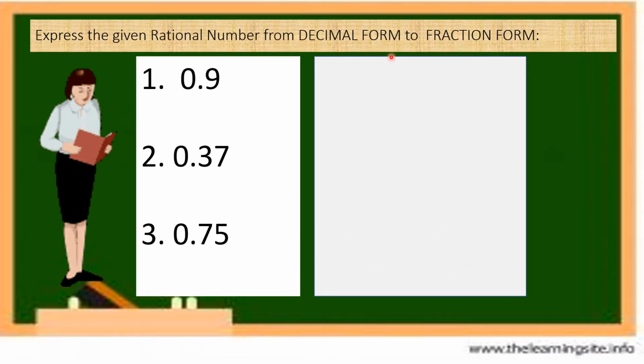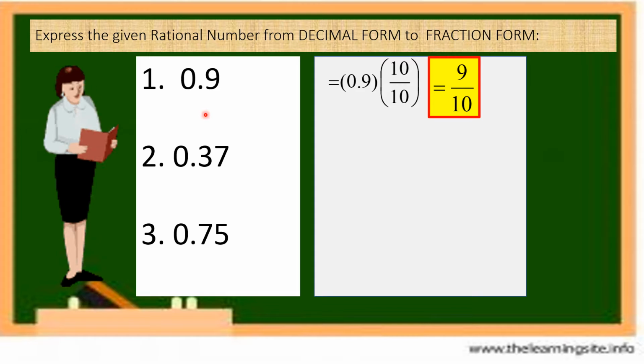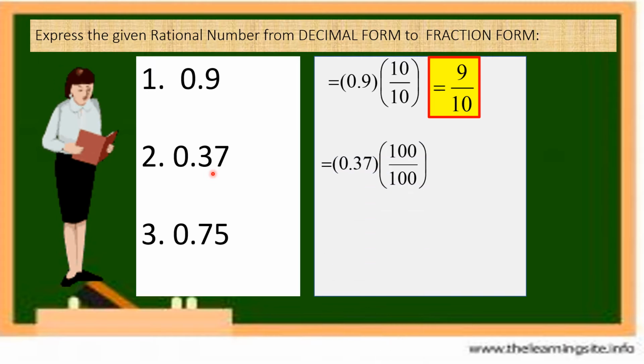Express the following decimals as fractions. We have 0 and 9 tenths. Since the given is a tenths digit, we need to multiply it by 10 over 10. So the final answer will be 9 over 10. We are on the next number, 0 and 37 hundredths. Since the given is in hundredths, we need to multiply it by 100 over 100. So the final answer will be 37 over 100.